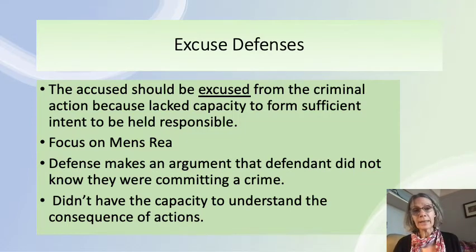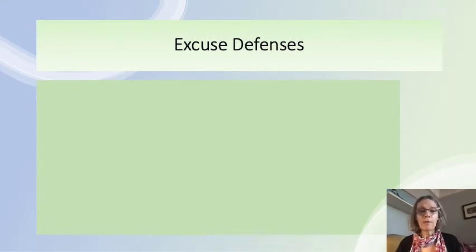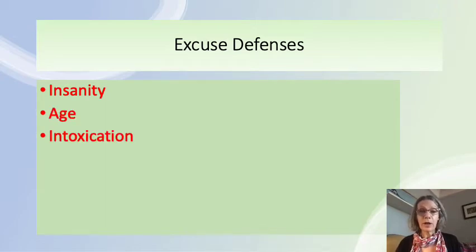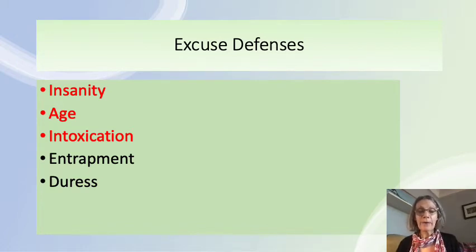So let's take a look at some common excuse defenses that are used by criminal defense attorneys. Okay, so the textbook offers 5 excuse defenses, and we're going to talk about 3 of them. We're going to talk about insanity as an excuse defense, age, and intoxication. All of these are excuse defenses. And in the textbook, they also talk about entrapment and duress. I will leave it to you to read about entrapment and duress. And if you have any questions about those 2 excuse defenses, either drop me an email or come to office hours and we can go over them.